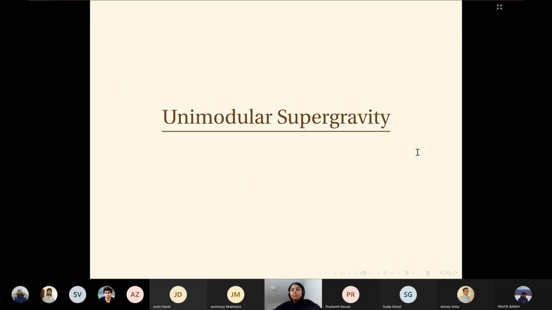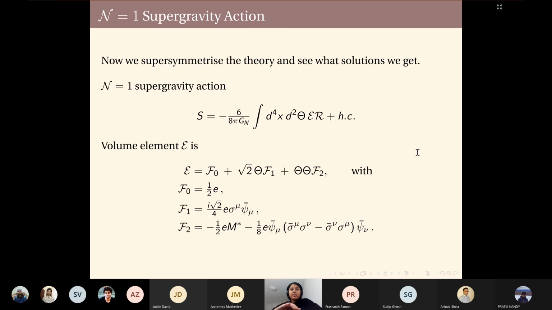Okay, so this is how unimodular gravity works. And now unimodular supergravity is quite analogous, at least in the first few stages. Here, this is the N equals 1 supergravity action to begin with. This curly epsilon is a volume element superfield, which is analogous to square root minus g in Einstein-Hilbert gravity. And this curly R is also a superfield that's analogous to the Ricci scalar.